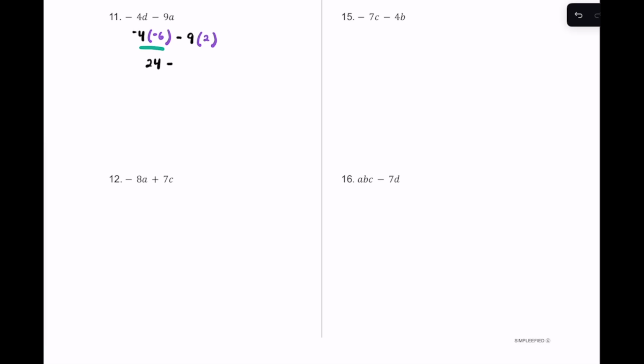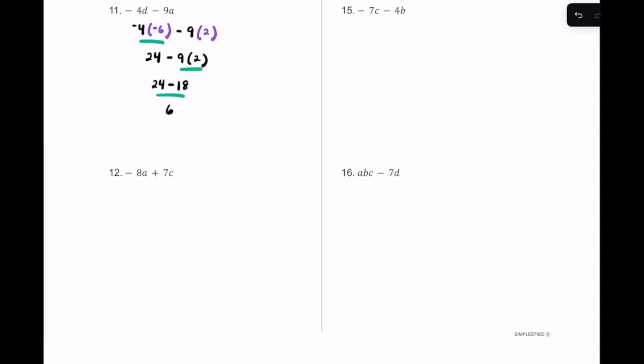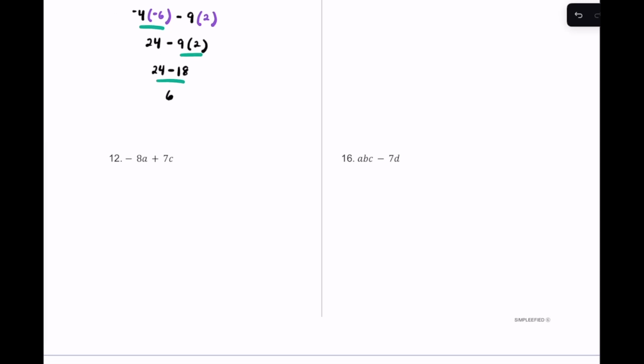So we have positive 24 minus this 9 times 2. 9 times 2 is going to go next because it's multiplication. That's going to be 18. So we have 24 minus 18. And then 24 minus 18, that's going to equal positive 6. Moving on to number 12, we have negative 8 times a plus this 7c here.